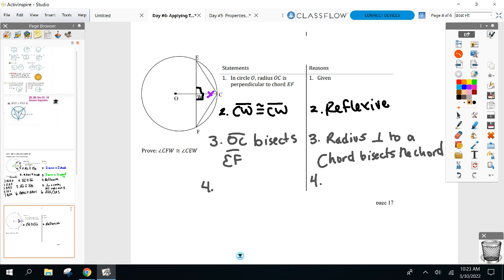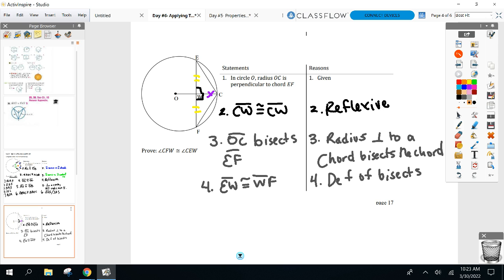Now you tell me why. Why can I now write what Molly just said? EW congruent to WF. Former reason, nothing new. Why are the two congruent now, Zach? Definition of a bisect. Definition of bisects, right? Remember that back in the day? So that's how I get the two pieces equal in these circle problems. Definition of bisects. All right, so I got two sides. I got my reflexive and the two pieces of the chord.